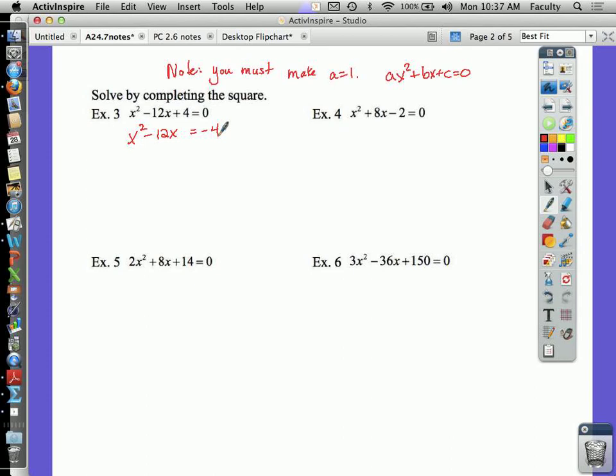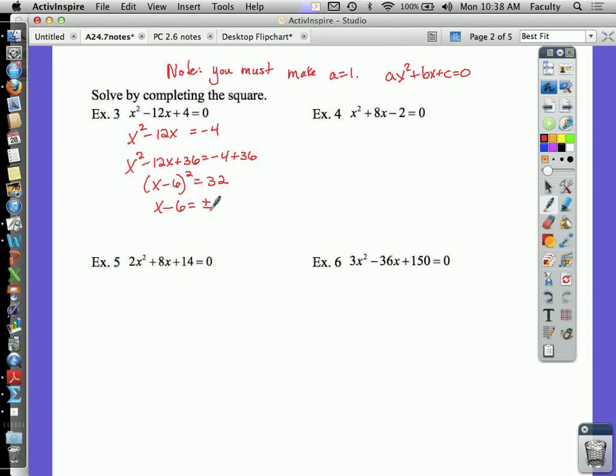Alright, so, anybody I haven't called on yet? I think I've called on everybody. Jaslyn, what would you add to both sides of the equation? 36. Good job. You're going to add 36 to both sides. So then this is x minus 6, the quantity squared, equals 32.